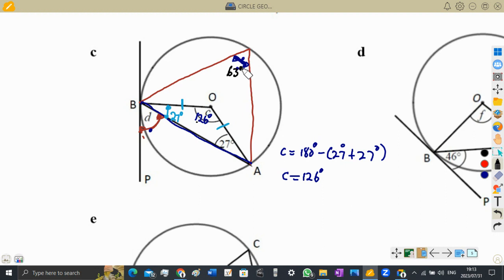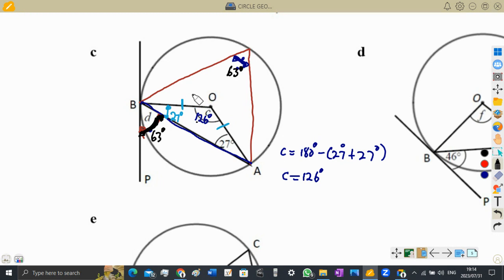So if this angle is 63 degrees, that means this one is also 63 degrees there, because we are saying these two are related from what? From the concept of the angle between a tangent and what? And a chord. So that is how we can answer these questions.